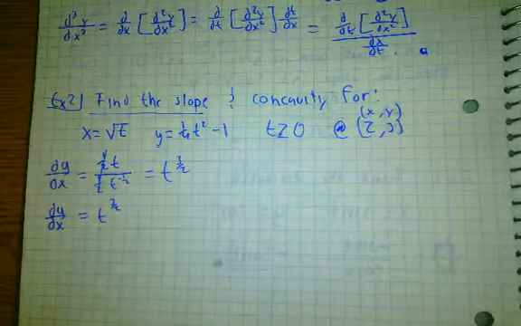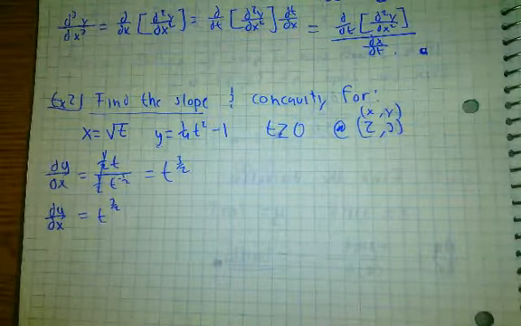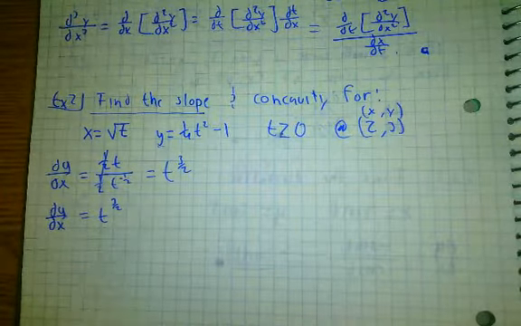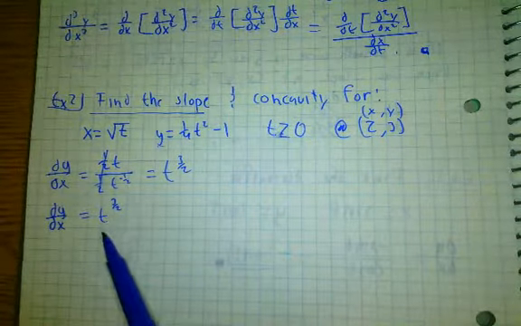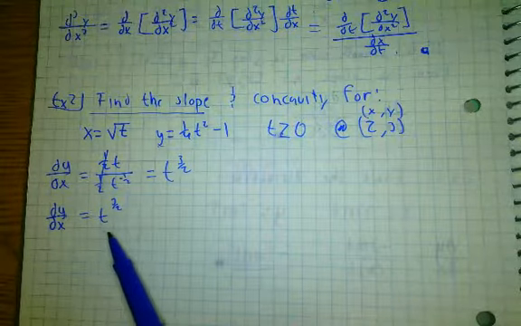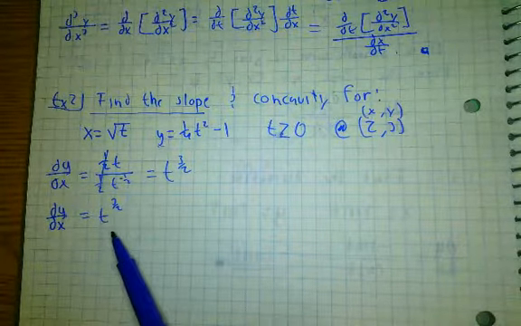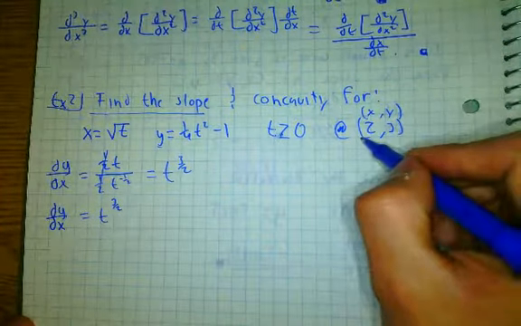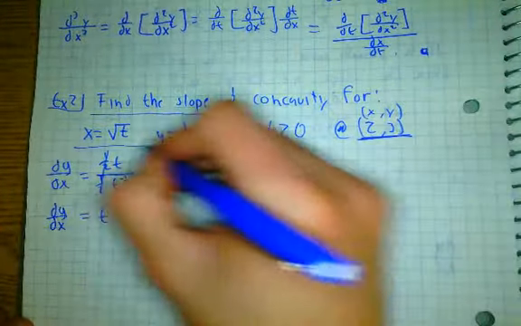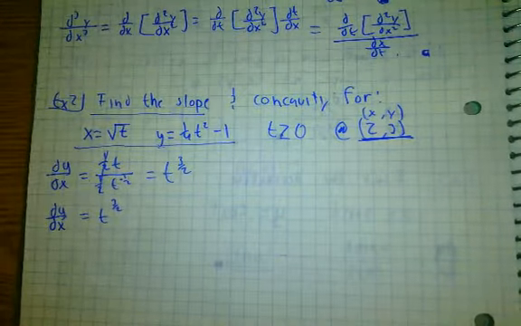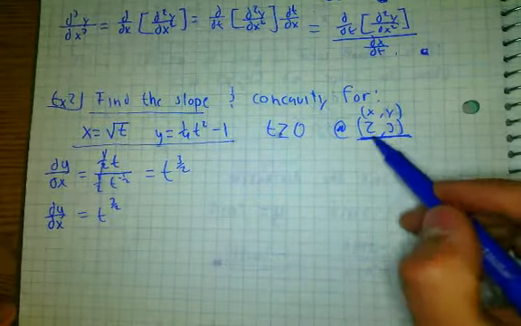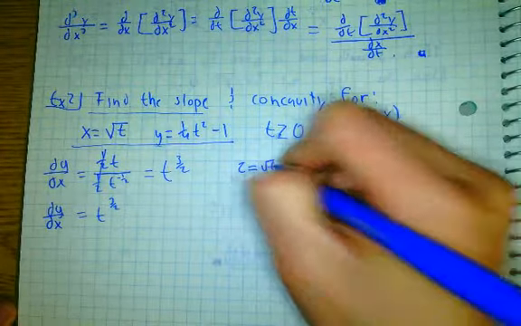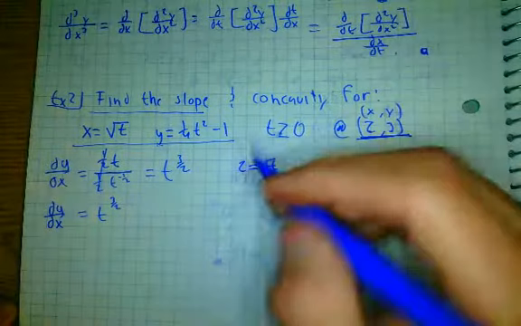Now, when we're not in parametric mode, all we had to do was plug in x or y into our equation. But as you can see, we don't have an x or a y to plug in. We have t. So we need to figure out what that t is. So we're going to use our knowledge of this point and this function to figure out t. So I'm going to plug in this 2 here for x. So I'm going to say 2 is equal to the root of t and solve for t. So I'm going to say 4 is equal to t.